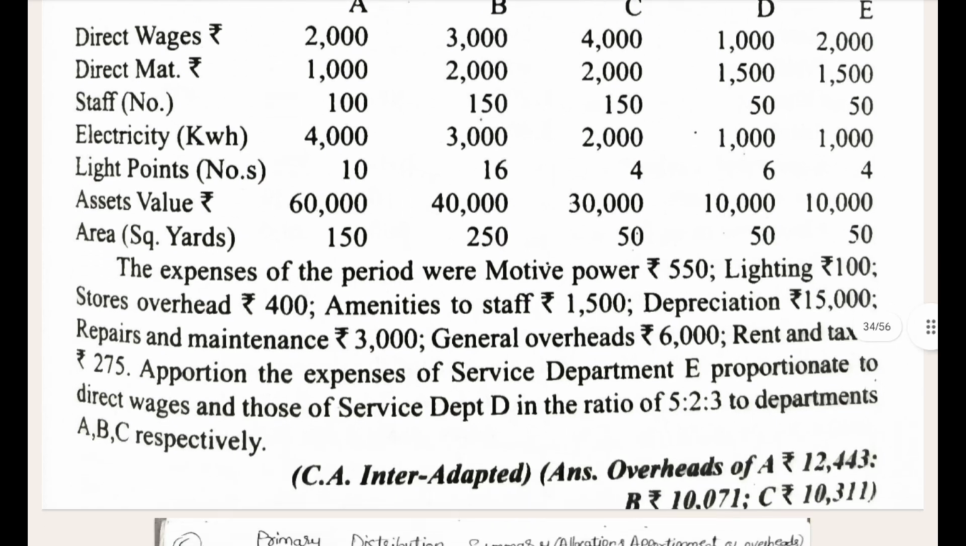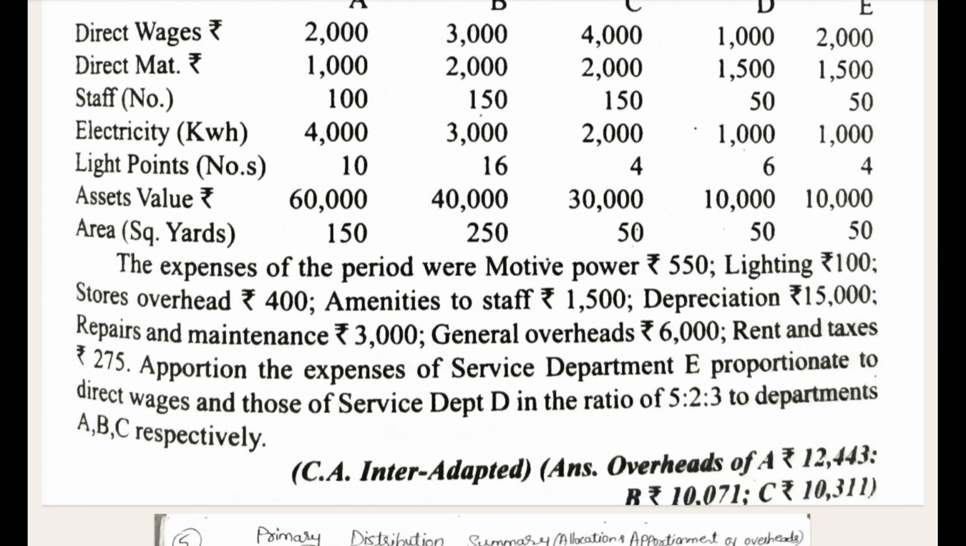So the expenses of the period were: motive power 550, lighting 100, and amenities to staff, depreciation, repairs and maintenance, general overhead, rent and taxes. Apportion the expense of service department. Now till here is primary distribution. This apportion of expenses of service department, whenever it is given, we have to prepare the secondary distribution table.